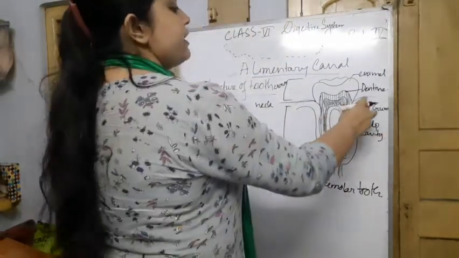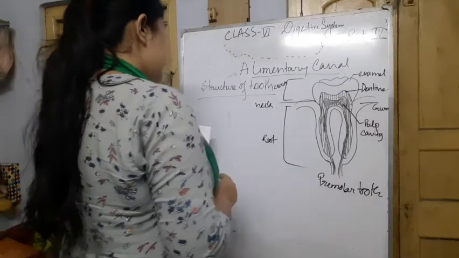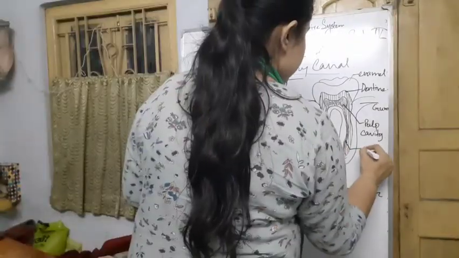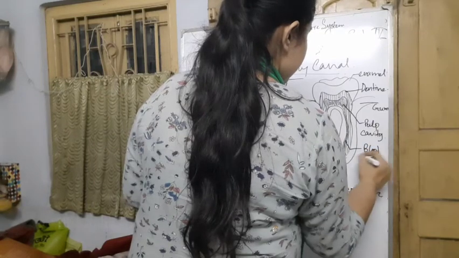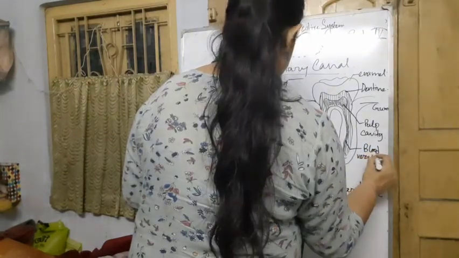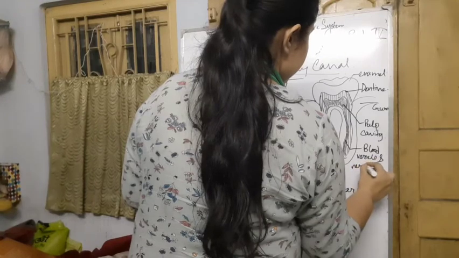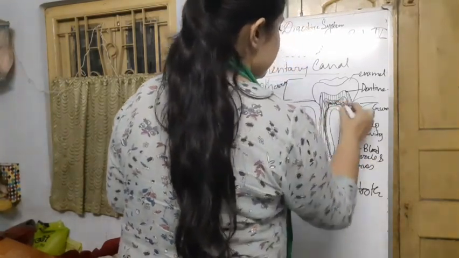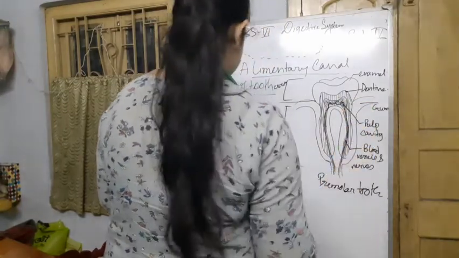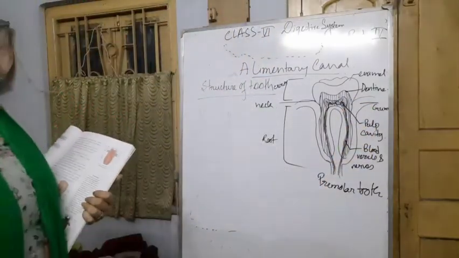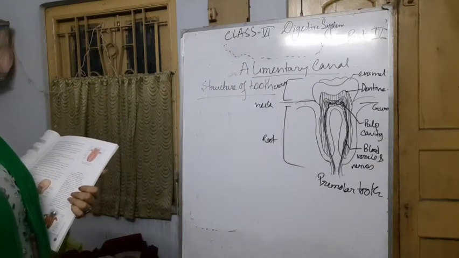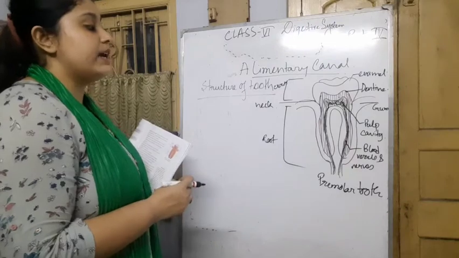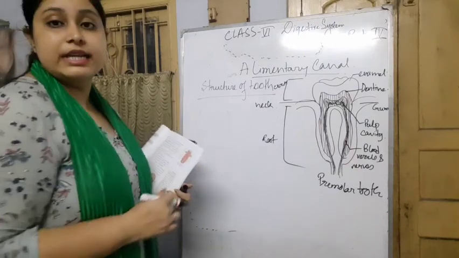And next, I have already pointed out the gum, and the blood vessels and nerves present in it are here, forming like that. So this is the full structure of one premolar tooth. You have to learn that and understand it properly and know how to label it properly.